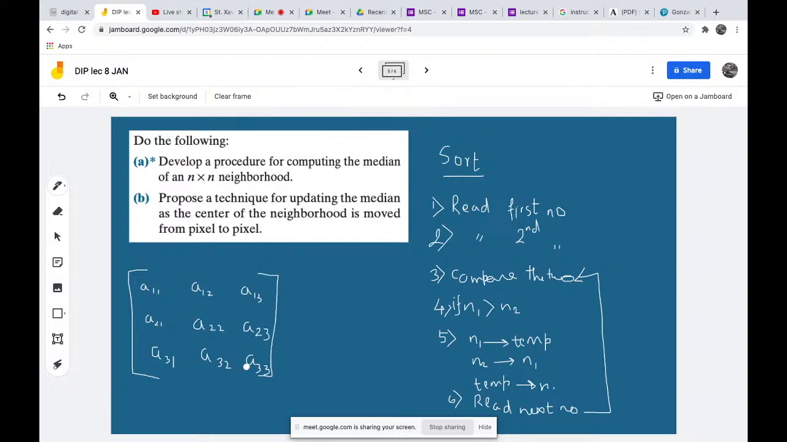We have to find the total number of elements, that will be n into n in this case, and then divide by 2. Assume that n is odd also. So you have some odd numbers towards the end. So we take the integer value of n into n by 2.